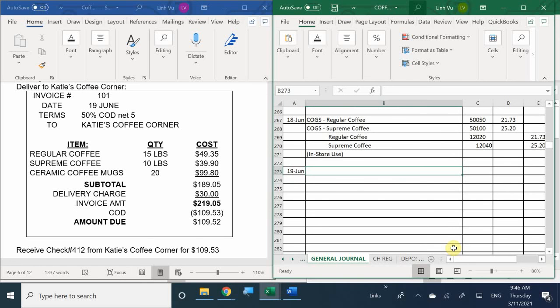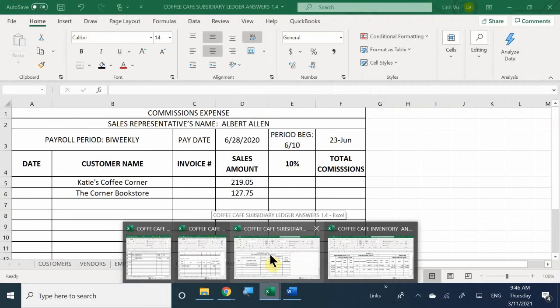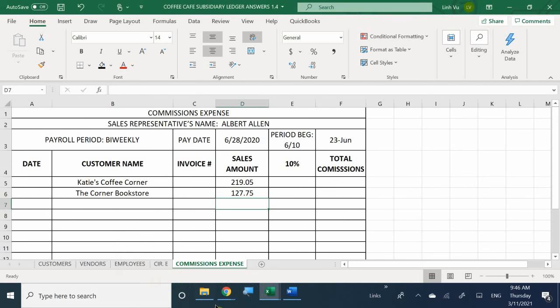Update invoice. Okay, we could update the invoice. Where at? Maybe in the commission expenses there, yeah. That's subsidiary lesson. Okay, so we delivered to Katie's Coffee Corner. It's now invoice 101. All right. So you have a couple choices. You want to calculate Alan's commissions now, or you want to do it later? Now meaning right now, or later meaning at the end of this transaction, because you still have to come back and do it anyway. The end of the transaction. All right, then we'll do it at the end of the transaction.